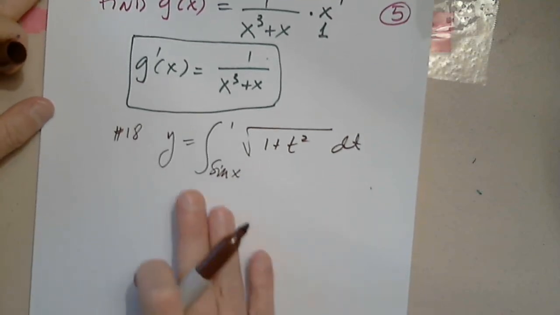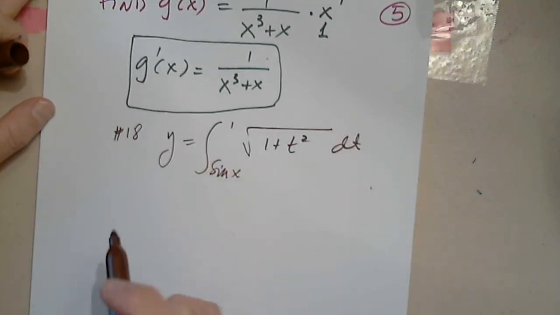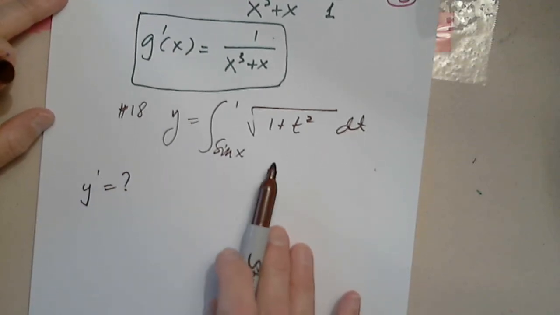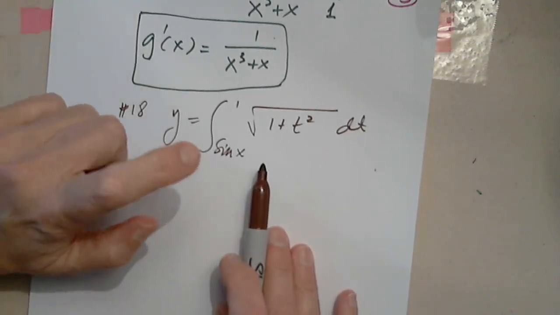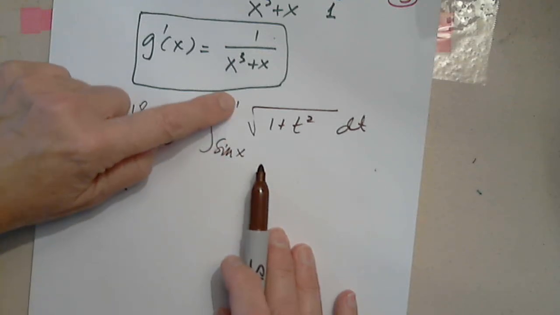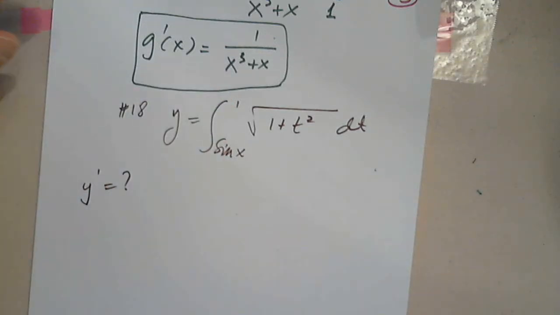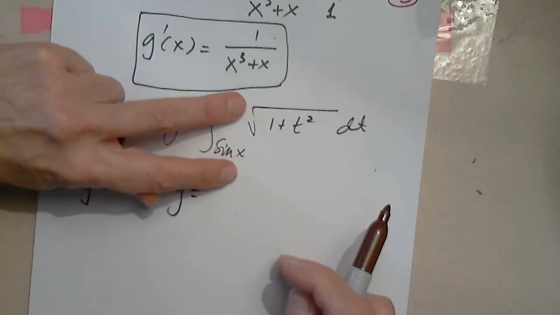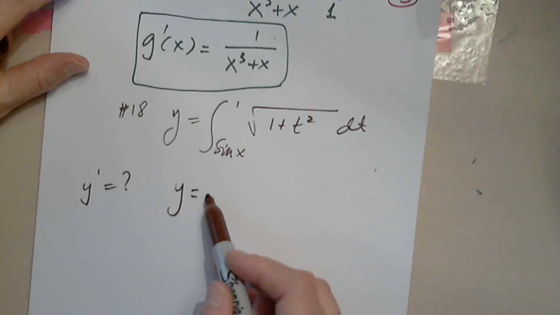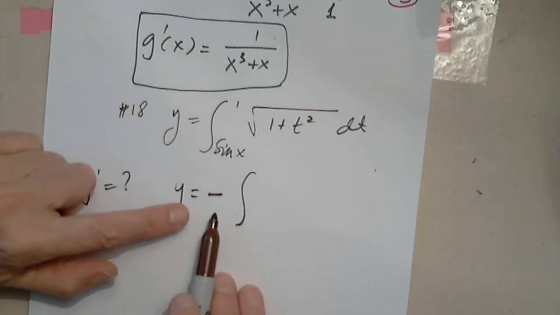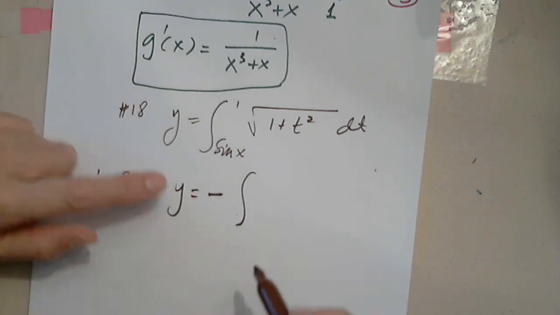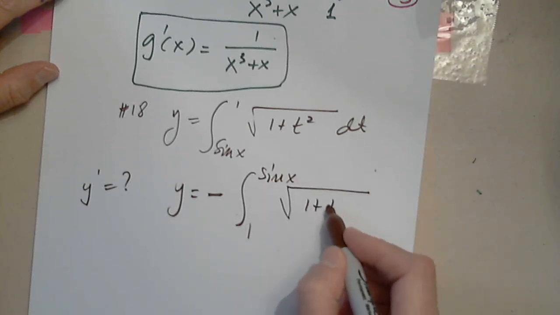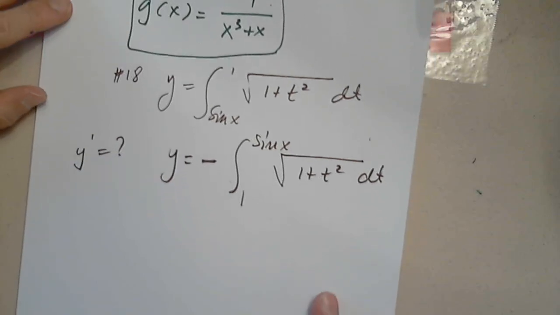The same question. I cannot be asked to do anything else but differentiate this function. Well, this one needs a little bit of prep, because the requirement is that the lower limit is a number and the upper limit can be anything. So if you remember, one of the properties of the definite integral is that I'm allowed to swap the limits of integration, but I have to change the sign in front. So y equals minus the integral from 1 to sine x of the square root of 1 plus t squared dt.